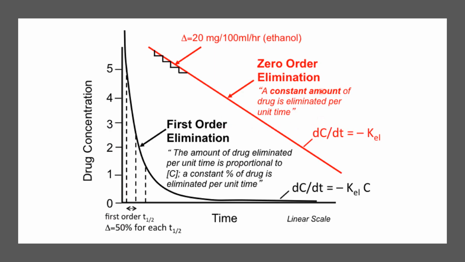This graph shows zero order and first order elimination. In zero order elimination, a constant amount of drug is eliminated per unit time that indicates a straight line, while in first order elimination, the rate of elimination is directly proportional to the amount or concentration of drug. As the concentration of drug decreases, the rate of elimination also decreases. That indicates a slope in this graph.